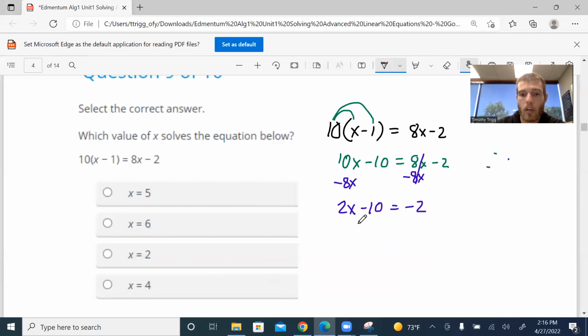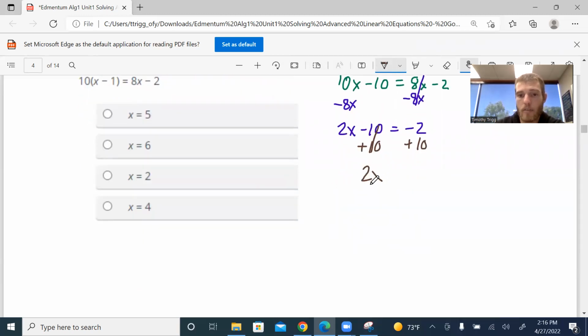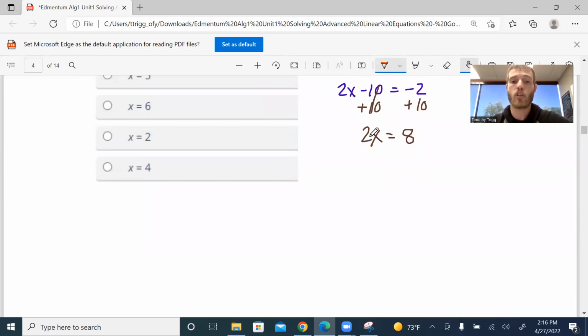Next, we're going to go ahead and add 10 and add 10 to the right as well. This gives us 2x equals negative 2 plus 10. I know it says plus, but we actually subtract these because they're different signs. But it's going to be 8 in this case because we have more positives, so positive 8. Lastly, to get x by itself, here 2 times x, we divide to cancel the 2. Divide on the other side, giving us that x is 4.